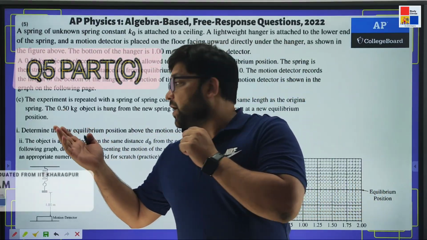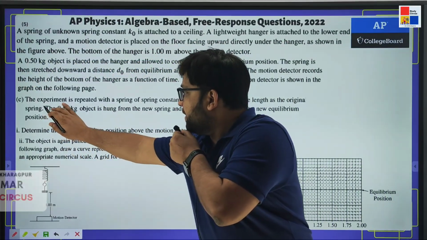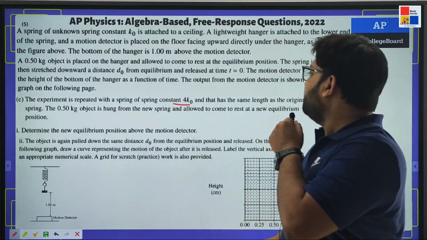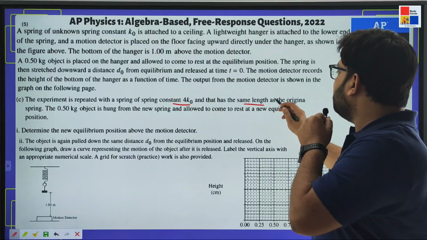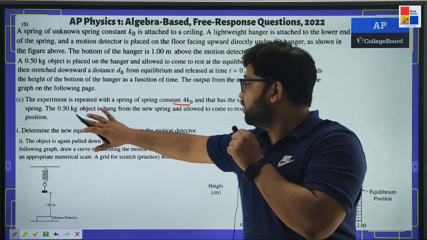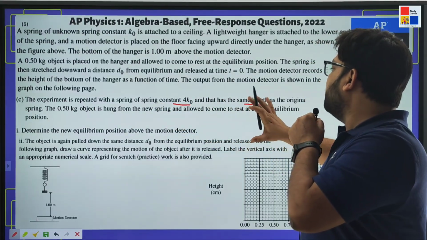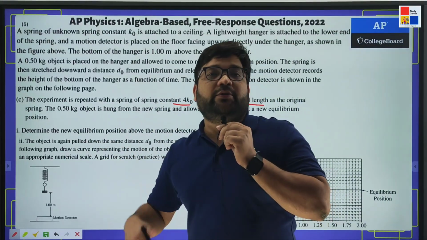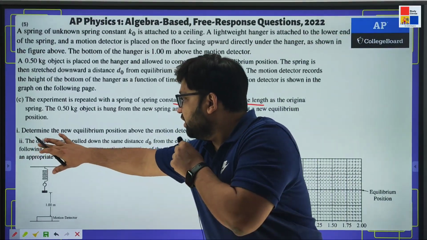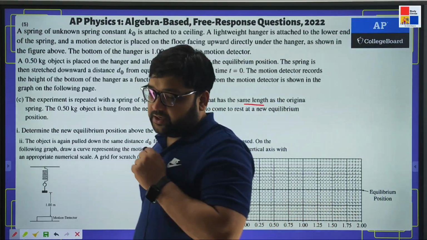Friends, now we'll see part C of question number 5. The experiment is repeated with a spring of spring constant 4K naught that has the same length as the original spring. The same object of 0.5 kilogram is hung from the new spring and allowed to rest in a new equilibrium position. The question now asks: determine the new equilibrium position above the motion detector.